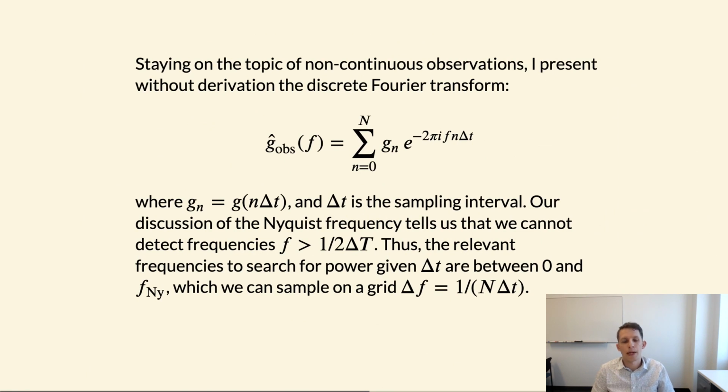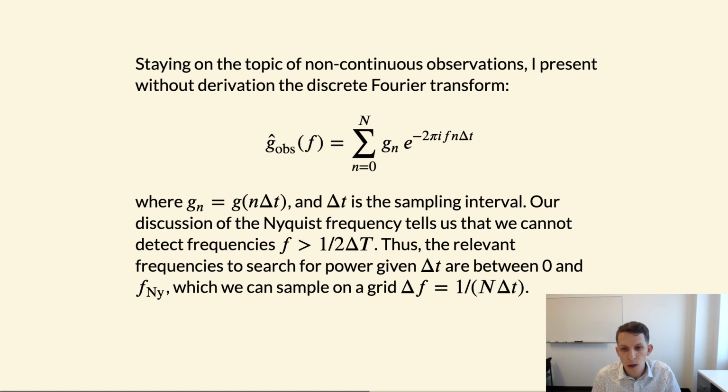Okay. Now, staying on the topic of non-continuous observations, without derivation, I'm just going to present to you the discrete Fourier transform. We have the discrete Fourier transform equal to the sum from n equals 0 to capital N of g sub n e to the negative 2 pi i f n delta t, where g sub n is equal to g, the continuous function we had previously, sampled at intervals of delta t. So n is some integer. You're just coming back every delta t to get a new sample of that continuous signal.